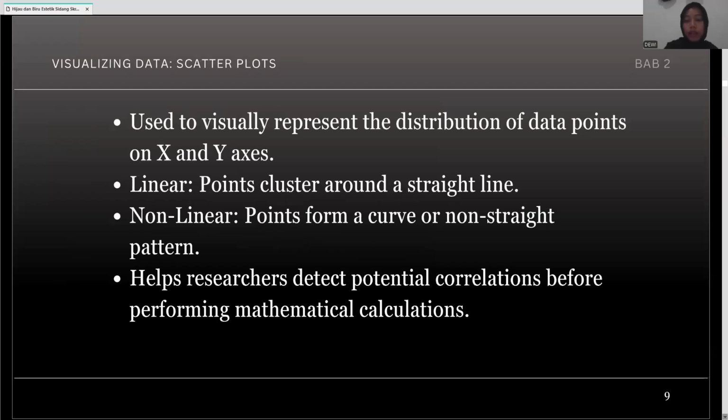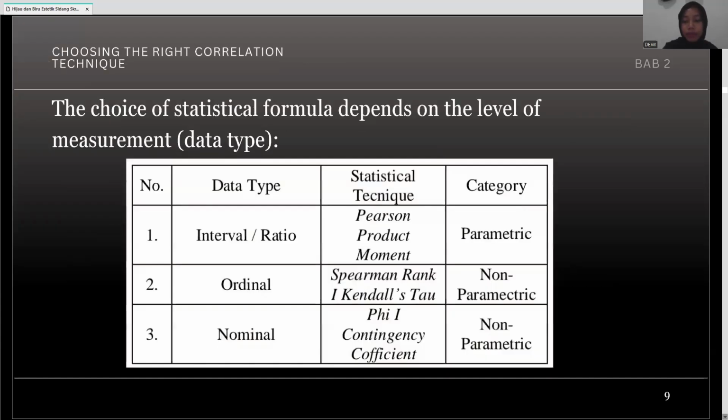Visualizing data: scatter plot. Scatter plots are used to visually represent data points on x and y axes. If the points form a straight line, it is linear. If they form a curve, it is nonlinear. This helps researchers see potential correlation before calculation. Okay, next.